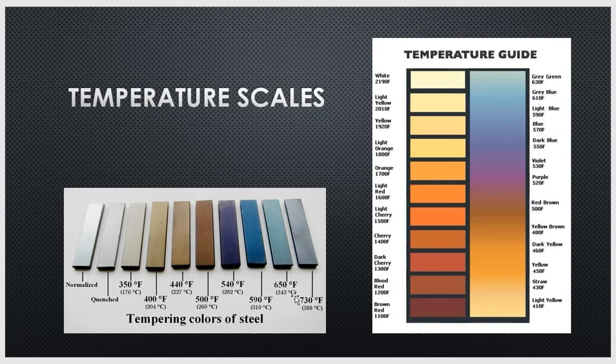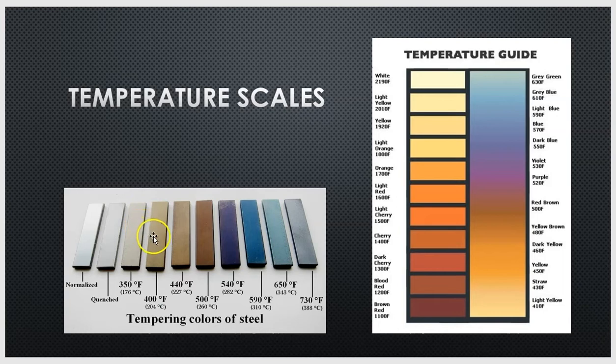But you can use this to ballpark it. We can see a piece of steel on the very left at room temperature. Let's just say you brought the metal down to shiny bright metal. You're starting to heat it up. Right around 350 degrees Fahrenheit, it starts taking on a straw color, like a very light yellow.